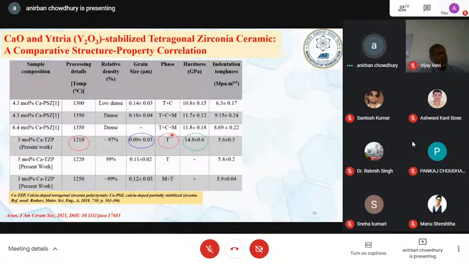phase like ours. Our hardness is also much better than theirs, and grain size, I think this is a connection with low temperature sintering compared to any other. So we got the similar density, but our grain size is much lower compared to them. Why this work? Why this work is at all important?